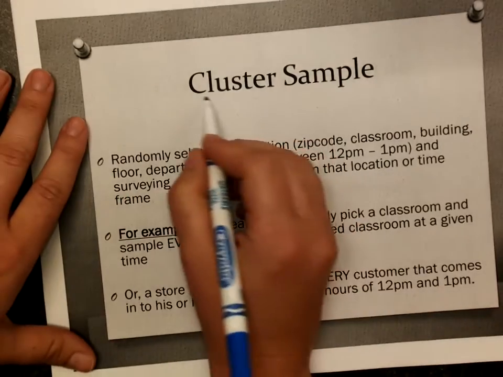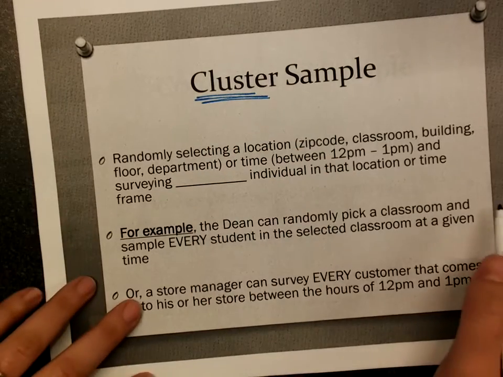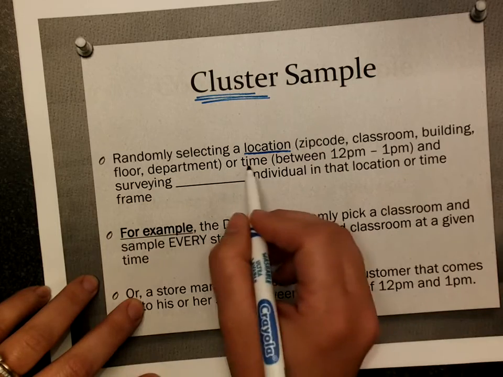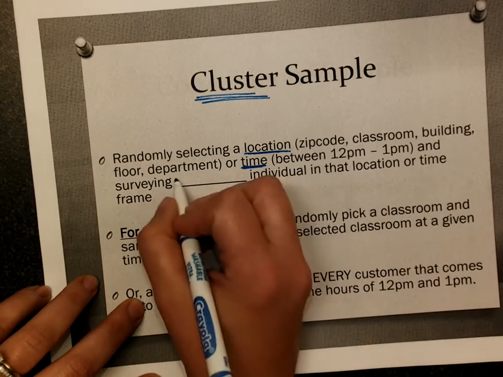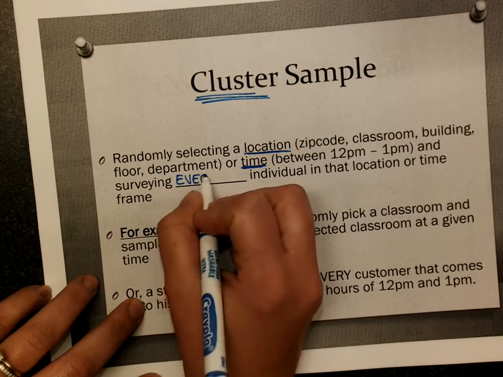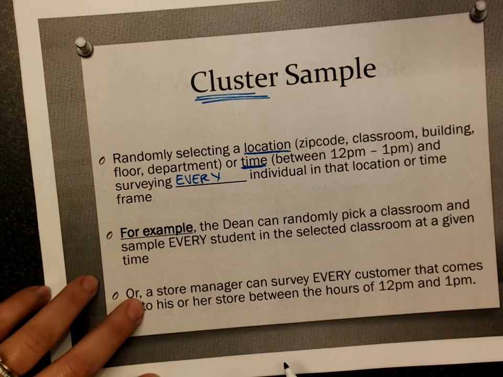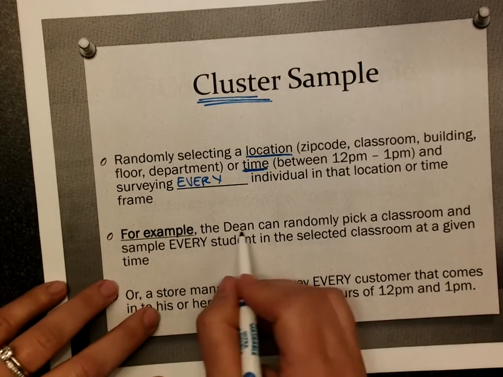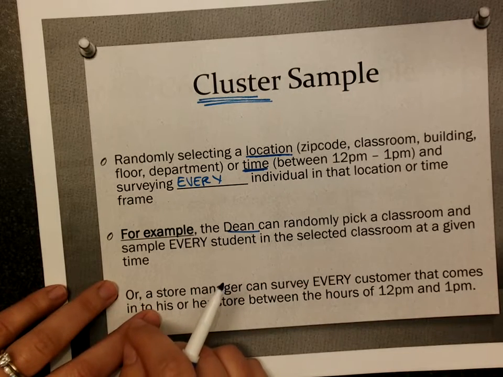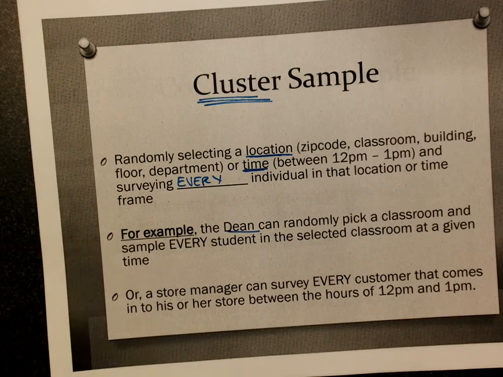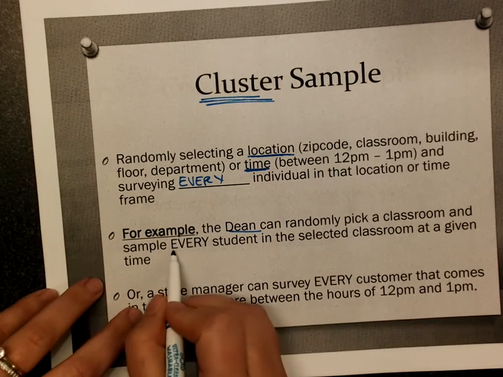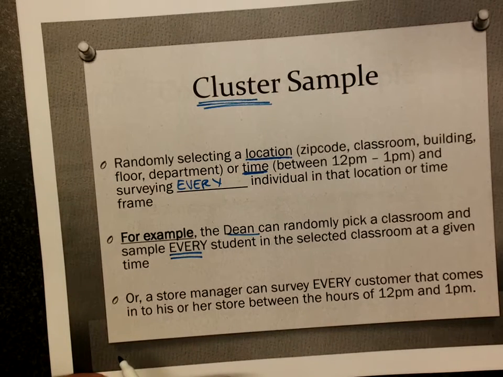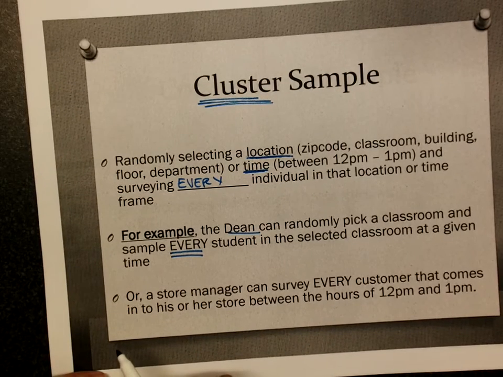Then we have what's called a cluster sample. And this is randomly selecting a location or a time and surveying every individual in that location or time frame. So for example, this has happened here at Lone Star, the dean can randomly pick a classroom. So she'll walk around and randomly pick a classroom, and then she'll sample every student in that classroom at that time. So she'll ask every student there the same question.